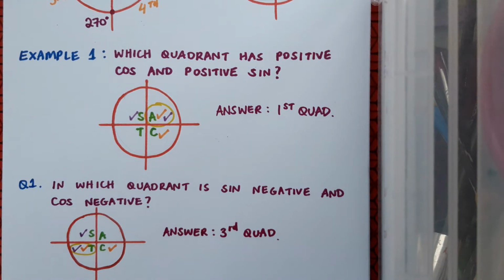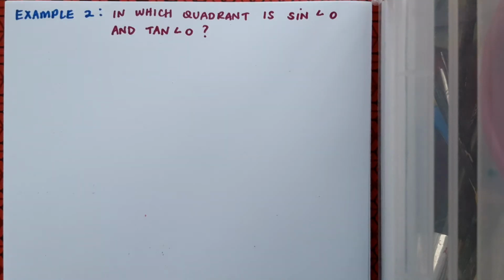My next example is going to be a little bit of a variation on this, just written in a slightly different way. So in the 2nd example, I want to know in which quadrant is sine less than 0 and tan less than 0. Now this is actually the exact same type of question as the last example. It's just written a little bit differently. And just note here, when I say that something is less than 0, I mean that it's negative. So really what this question is asking me is in which quadrant is sine negative and tan negative. So if you're confident about this, pause the video here and try that yourself, and then play and see if you're correct.